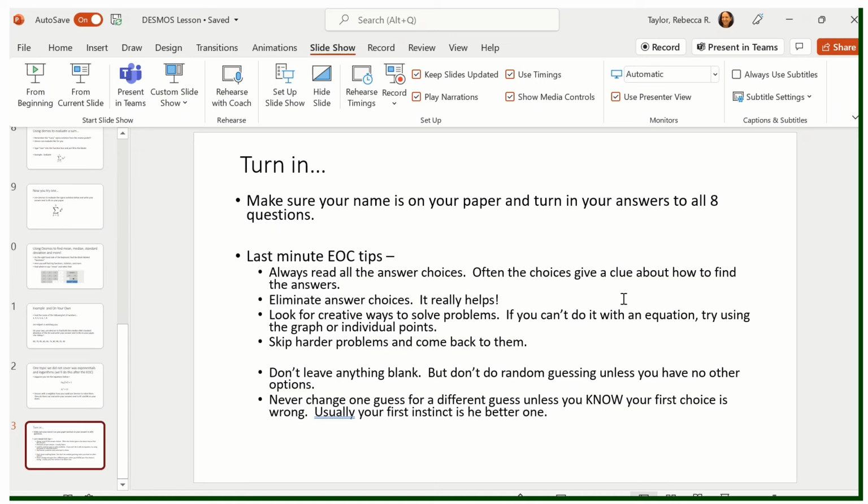Skip harder problems and come back to them. So gauge your time, use your time wisely. If you begin to realize that a problem is going to make you anxious, star it, mark it for review, and then come back to it.